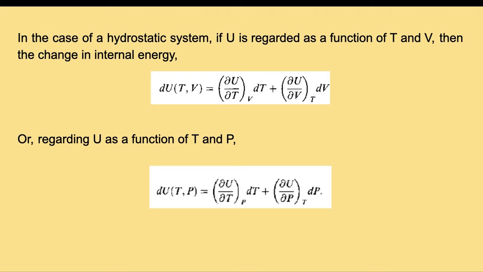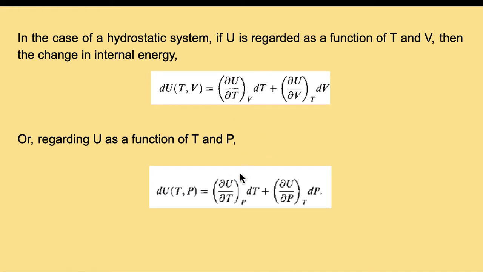In case of a hydrostatic system, if U is regarded as a function of T and V, then the change in internal energy you can write as: U is a function of T and V, therefore dU can be written as (dU/dT) at constant volume times dT plus (dU/dV) at constant temperature times dV. This is a general way of writing an exact differential equation that is known to you. And regarding U as a function of T and P, you can similarly write (dU/dT) at constant pressure times dT plus (dU/dP) at constant temperature times dP.